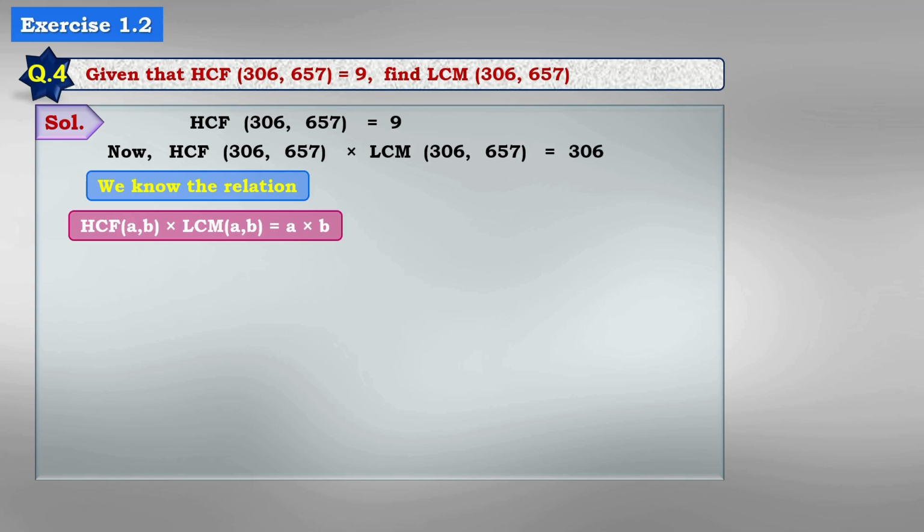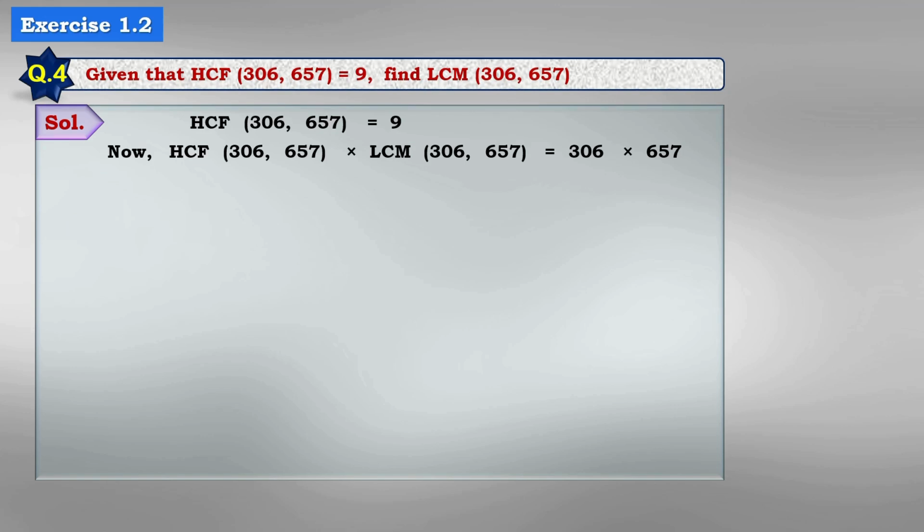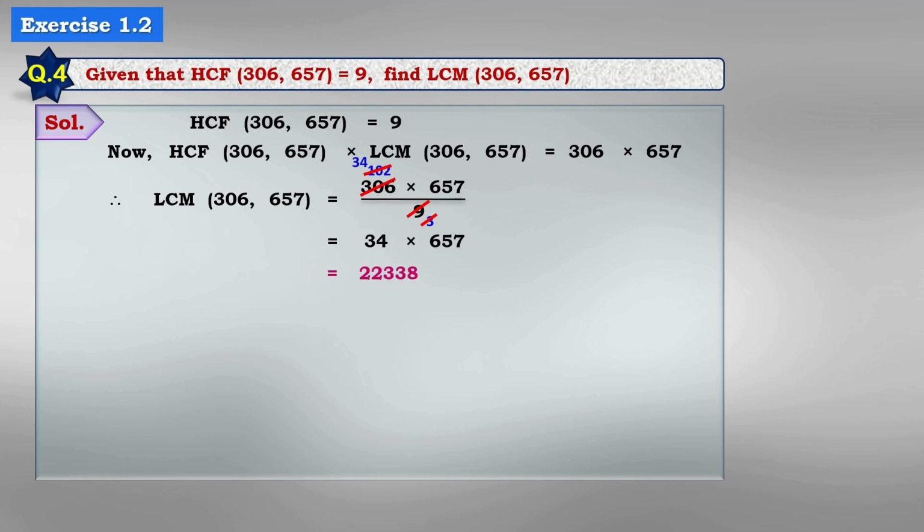So HCF into LCM equal to 306 into 657. Since we know HCF, we just replace that value. So 306 into 657 by 9. So this is going to be 34 into 657. So 22,338. That is the LCM.